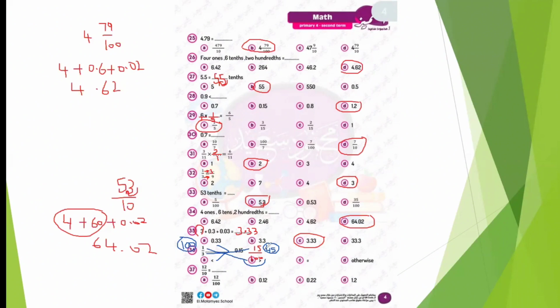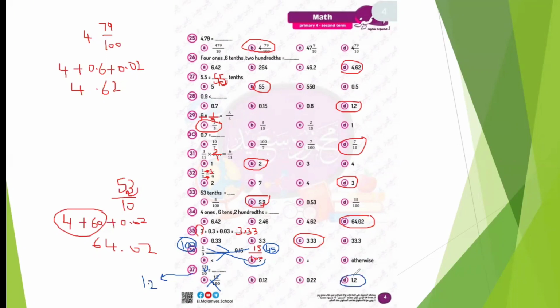37. 12 out of 10. Of course it's not equals to 12 out of 100. How can I write it as a decimal? When I divide, I move the decimal point 1 step to the left direction, so it will be 1.2. So the answer is D.